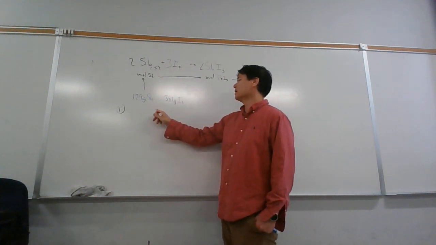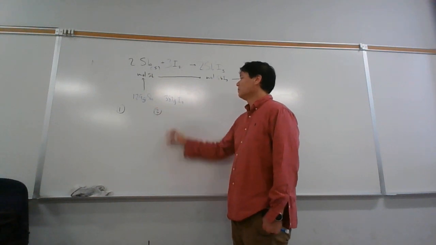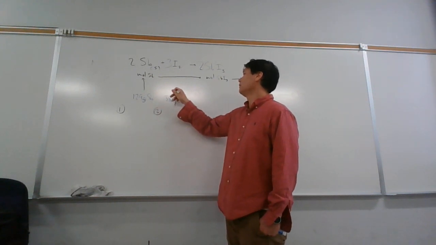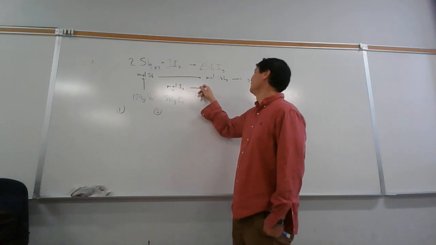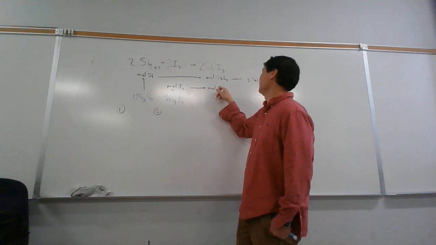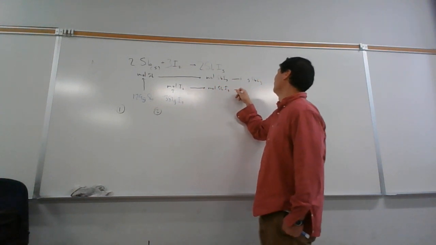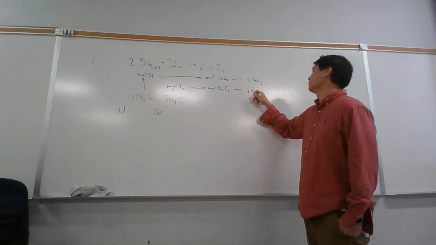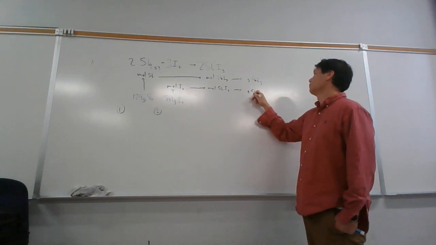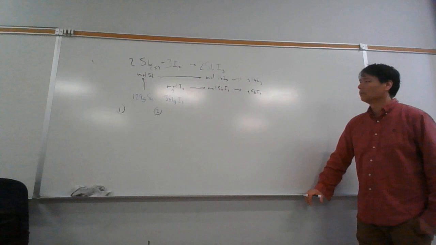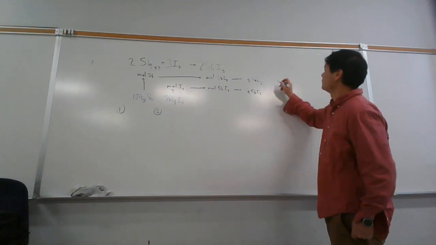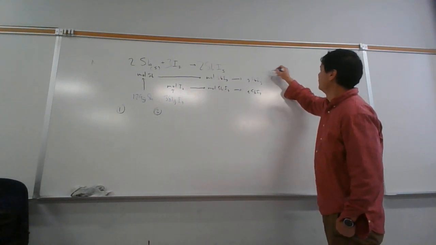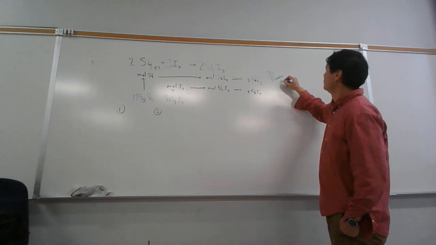And then in the second calculation, we assume all the iodine reacts. If all the iodine reacts, then we get this many moles of iodine, which will give us this many moles of SbI3, which will give this many grams of SbI3. All right, the next step is to choose the smaller amount. So this will be 3. Choose the smaller amount.